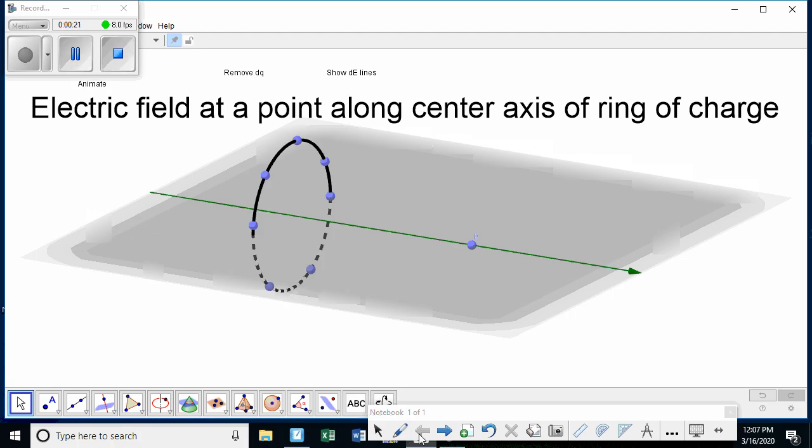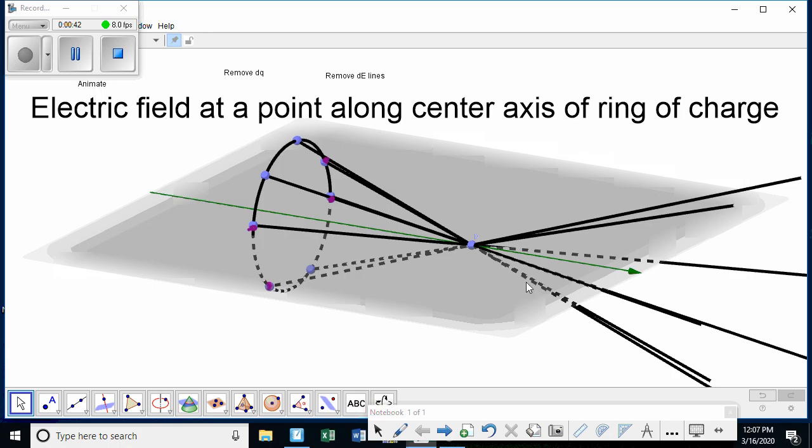What I want you to consider is that for every charge on this ring, there's a symmetric charge about that green axis, a symmetric charge on the other side. So every single one of these charges has a pair on the other side. And what that's going to do when you look at the electric field, the contribution from charges on opposite sides of that axis, is going to look similar to this.